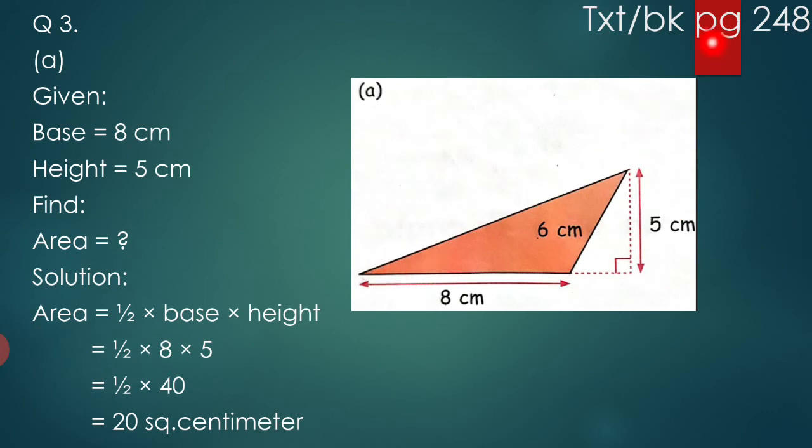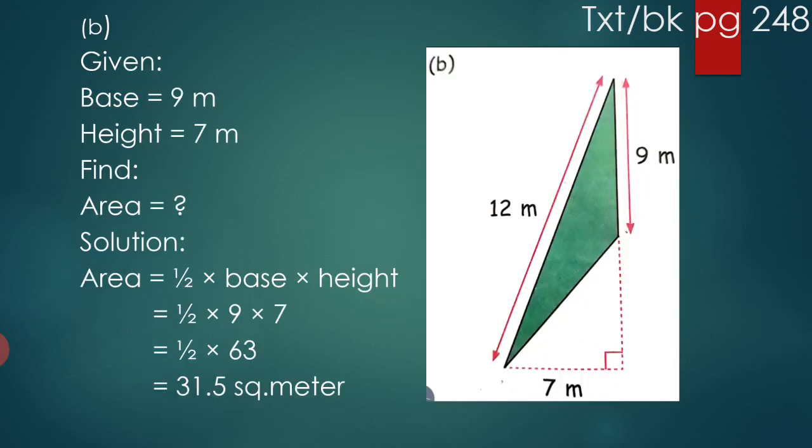Here is textbook page 248. Question number 3A part. Given, base is given as 8 centimeter. We can't take 6 centimeter as height, because it is not in relation of perpendicular. So extend this one and join this to the vertex of this triangle. So this is 5 centimeter, take 5 centimeter to be the height. So we have to find the area. Solution, half base multiplied by height, put the value of base, put the value of height, solve it. You will get your answer for the area as 20 square meter at the end.